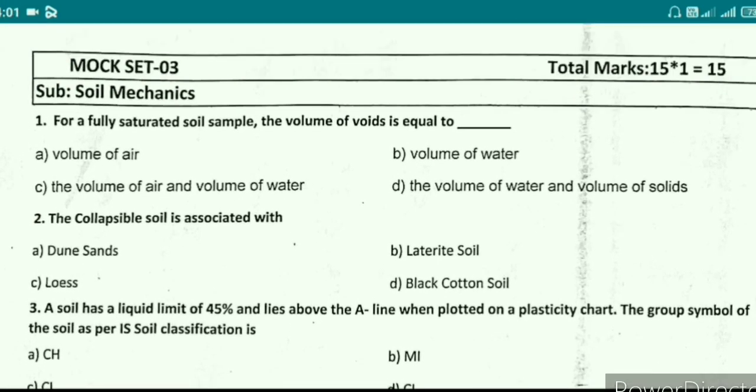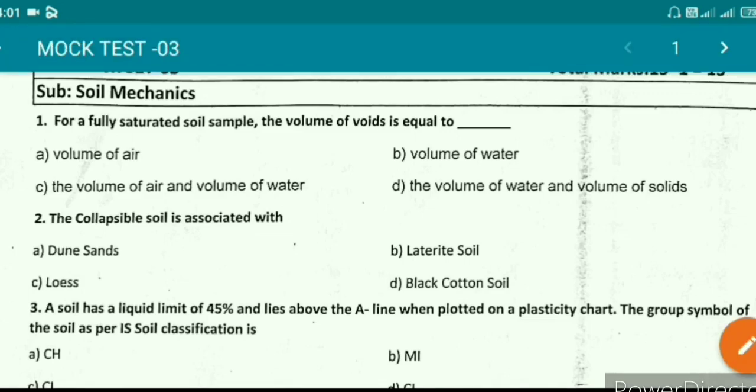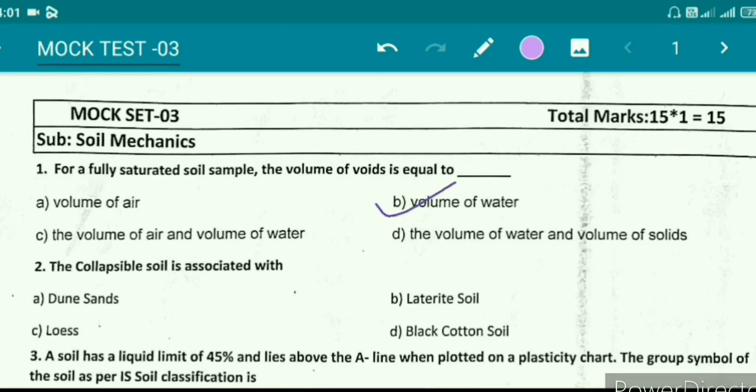First question is, for a fully saturated soil sample, the volume of voids is equal to volume of air, volume of water, the volume of air and volume of water, the volume of water and the volume of solid. So the right answer will be volume of water, because in this question the soil is fully saturated.